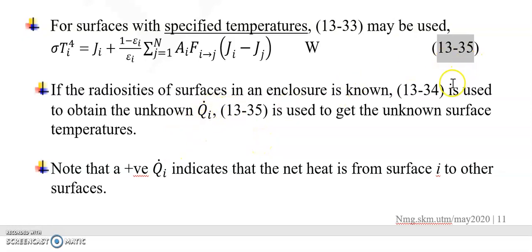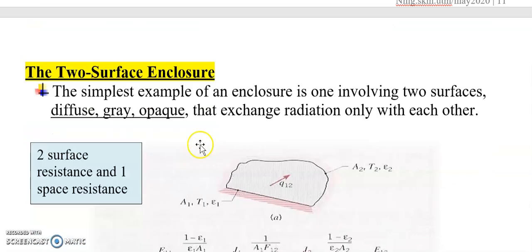1335 is used to get the unknown surface temperature. If you have the radiosity, you can get the temperature. Now note that we have assumed positive heat transfer from surface I. It indicates that it is from surface I to other surfaces. So if you get a negative value, that means the direction is the opposite.